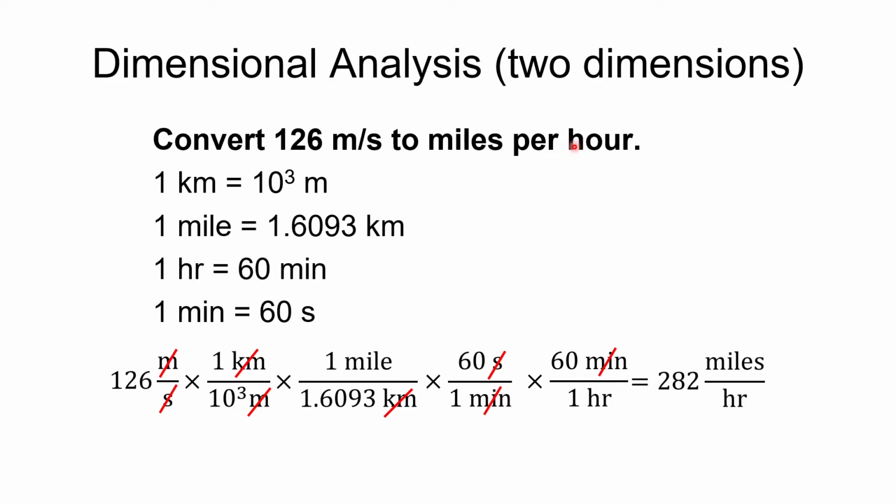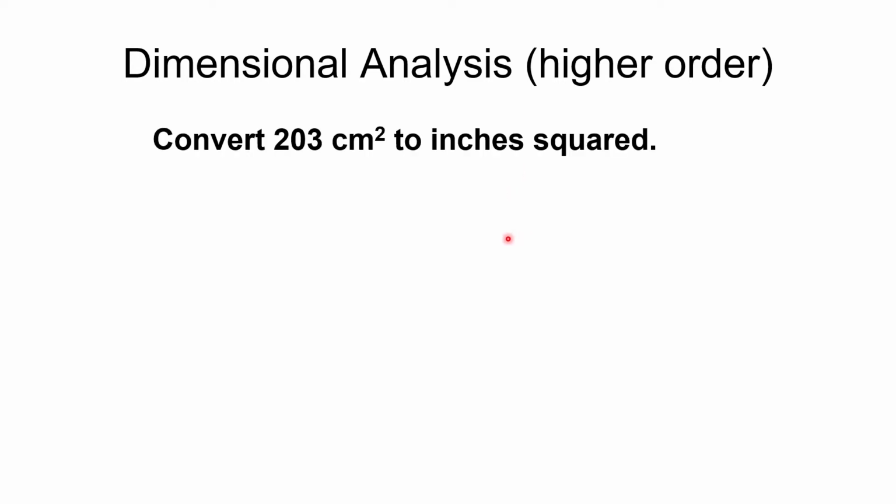So now we're going to do a problem where we have a higher order dimension. And this is like where we have units squared or units cubed. So here it says, convert 203 square centimeters to inches squared. So we want to go from centimeters squared to inches squared. And this is not too bad. We only need the one conversion, which is that 1 inch is equal to 2.54 centimeters. We just need to use that conversion factor twice, or we can just square that conversion factor.